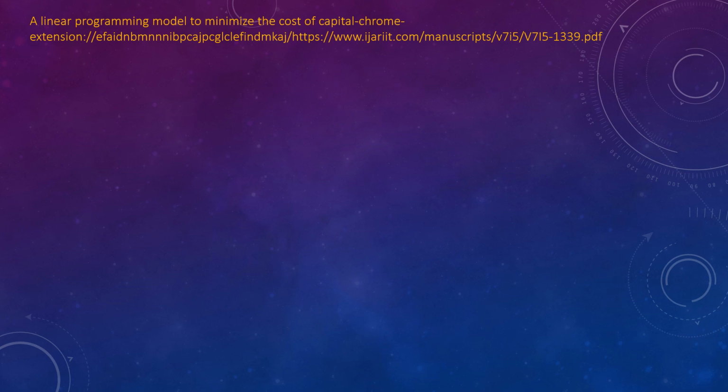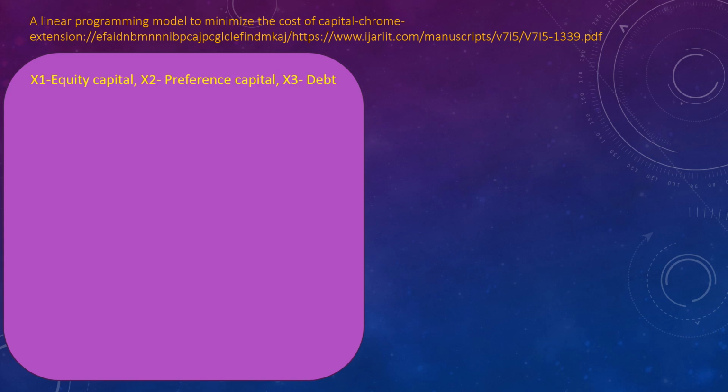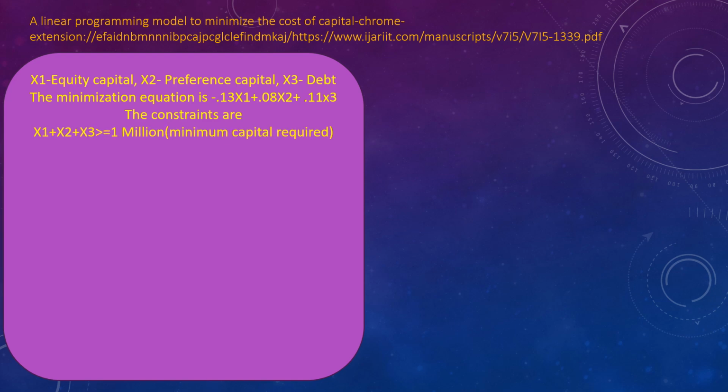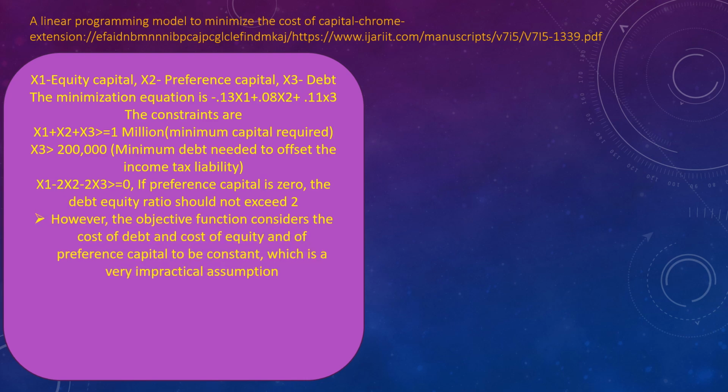A linear programming model to minimize the cost of capital is given in this URL. X1 is the equity capital, X2 preference capital, X3 is the debt. The minimization equation is as given here. The constraints are X1 plus X2 plus X3 is more than 1 million. That is the minimum capital required. X3 is more than 2 lakhs, the minimum debt needed to offset the income tax liability. X1 minus 2 X3 is more than or equal to 0. If the preference capital is 0, the debt equity ratio should not exceed 2.